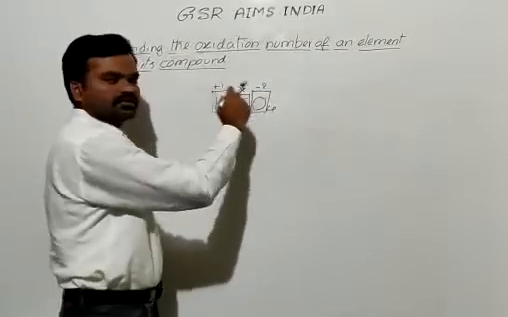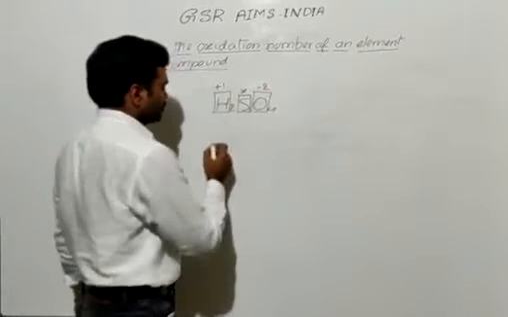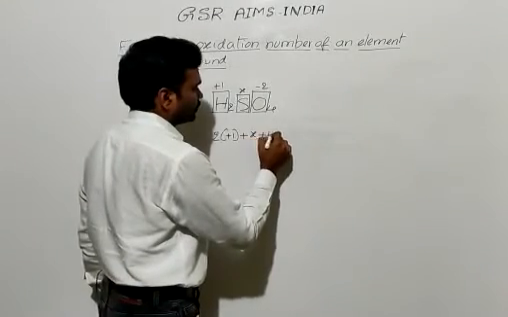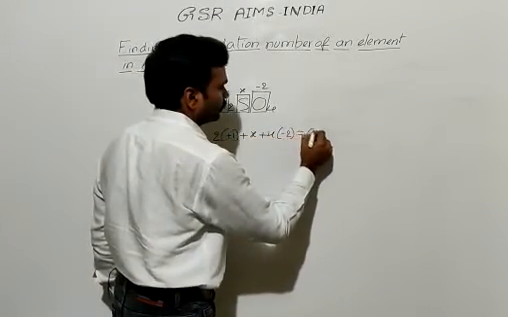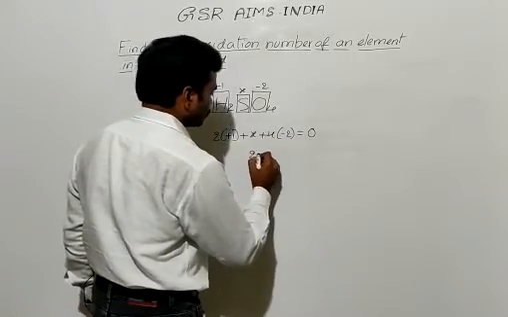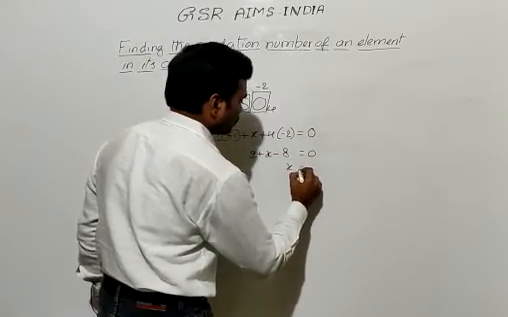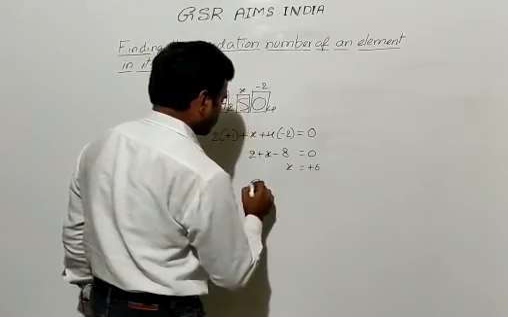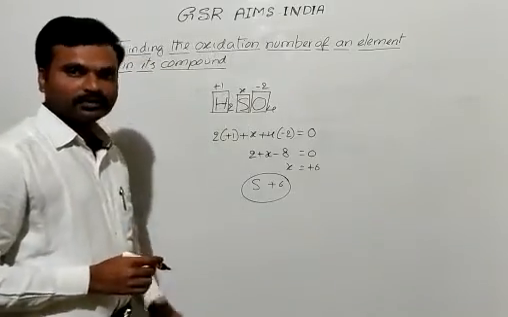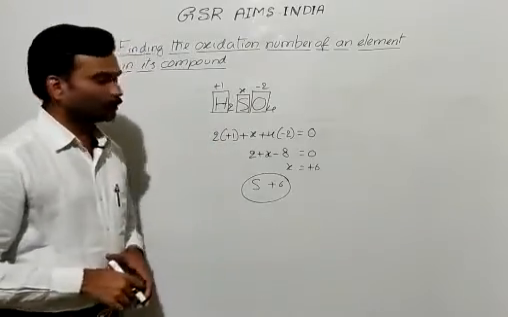Now, the sum of all these oxidation numbers will be equal to the charge possessed by the molecule, which is 0 here. Let us sum them all. 2 into +1 plus X plus 4 into -2 is equal to 0. If you evaluate, 2 plus X minus 8 is equal to 0. From this you can say X is equal to +6. So sulfur possesses +6 oxidation state in this molecule. In this way, we can calculate the oxidation numbers of unknown elements based upon the known oxidation numbers of other elements.